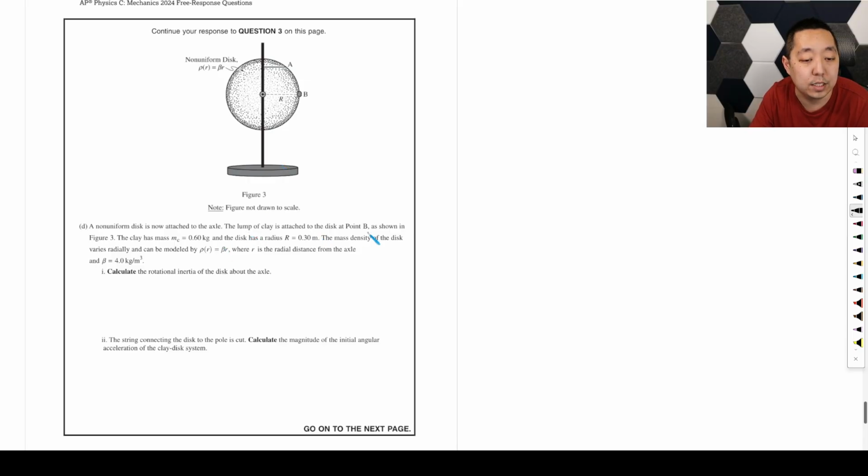The lump of clay is attached to the disc at point B. As shown in the figure, the clay is a mass mc of 0.6, and the disc is a radius 0.3. The mass density of the disc varies radially and can be modeled by this equation, where r is the radial distance from the axle. Calculate the rotational inertia of the disc about the axle. Okay, so the rotational inertia is the integral of r squared dm.